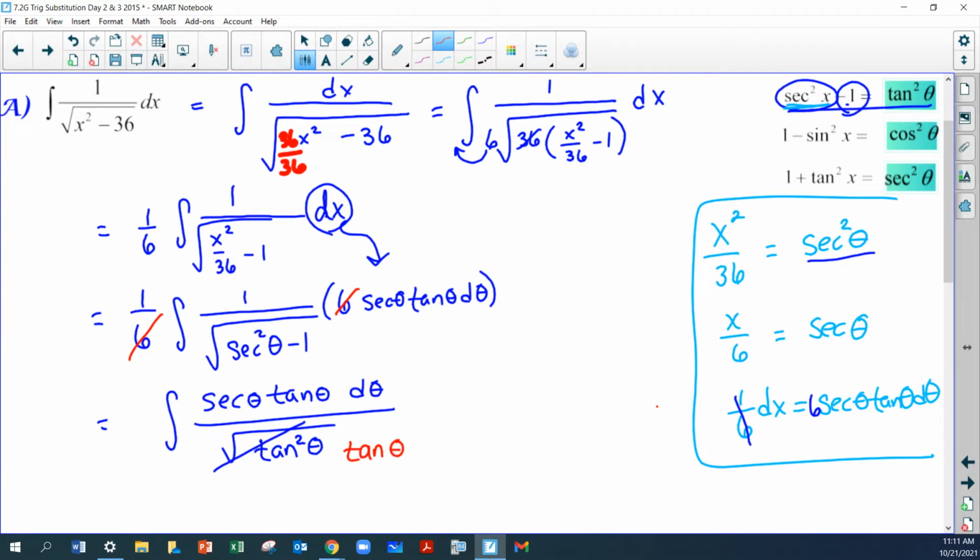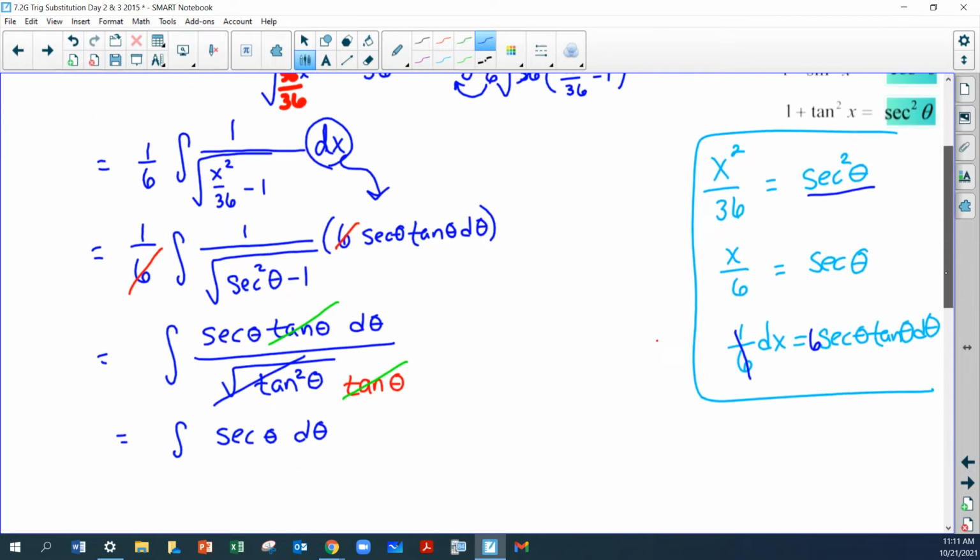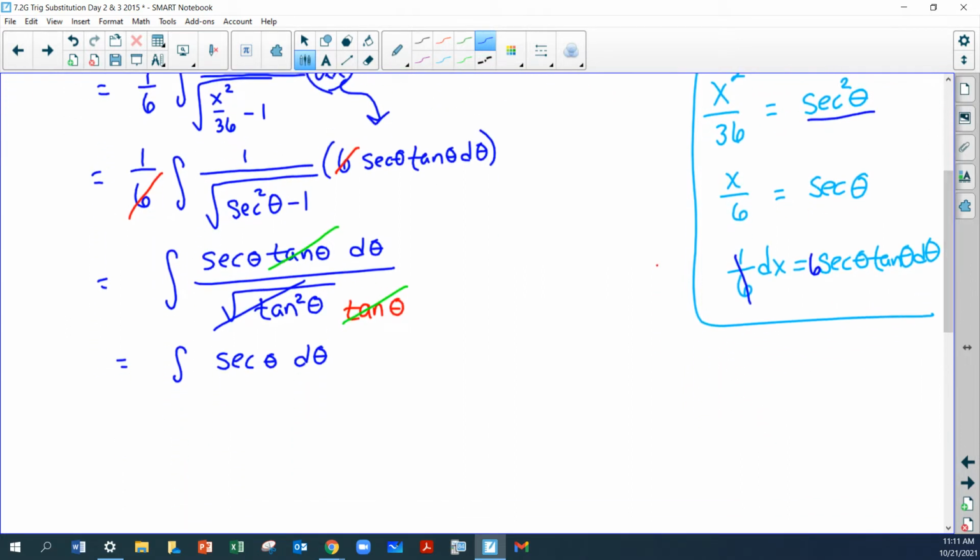See a tan on top? Yeah. Okay, so tan theta cancels tan theta, and I'm left with a secant theta d theta. That's crazy, right? It came down so nice. Now we know the integral of secant theta, or if we don't, we should memorize it. It is on our gold sheet.